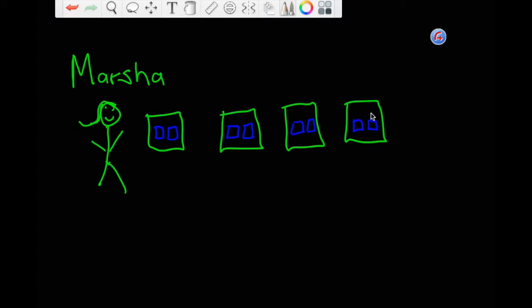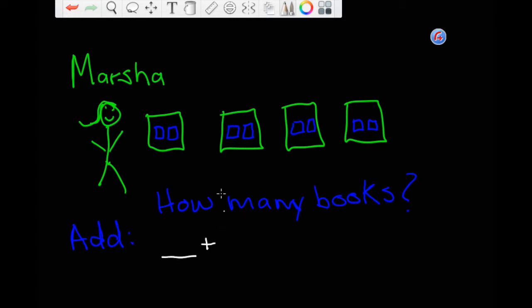Okay, so the question is, how many books does she have? Now, the question is not how many does she have in each box. The question is, how many books does she have all together? So we can do addition. So let's try it out. I've got one number plus another number plus another number plus another number. And that equals the total, which is how many books she has. So let's figure it out.